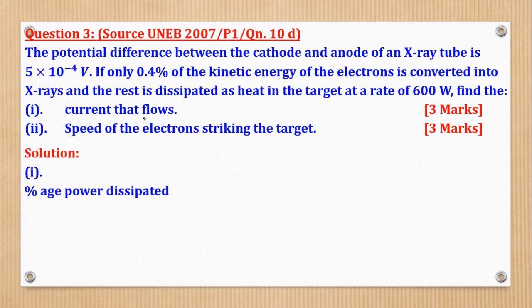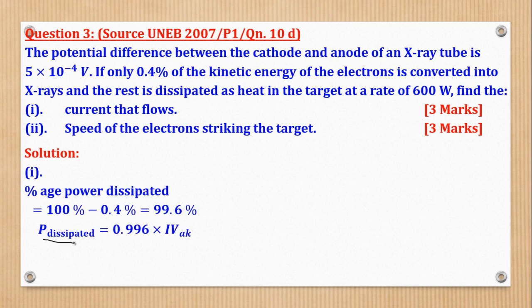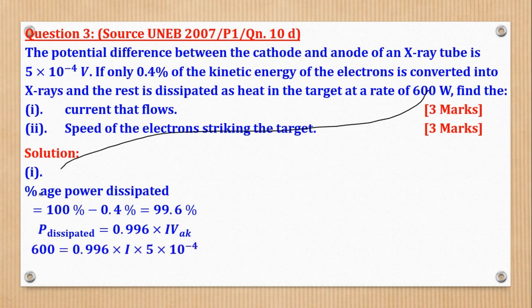So first of all, the percentage of power dissipated will be the remainder. This one was converted into X-rays, so the one dissipated will be 100 minus 0.4 to give you 99.6%. That means that power dissipated is 99.6% of the total power supplied. So 99.6% is the same as 0.996, and the total power is IV. So power dissipated is 600 watts, and the accelerating PD is 5 × 10⁻⁴. Therefore, I can be made the subject.